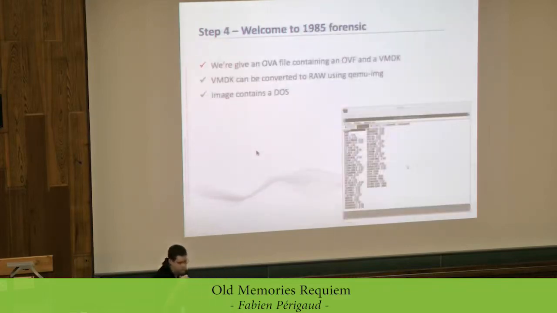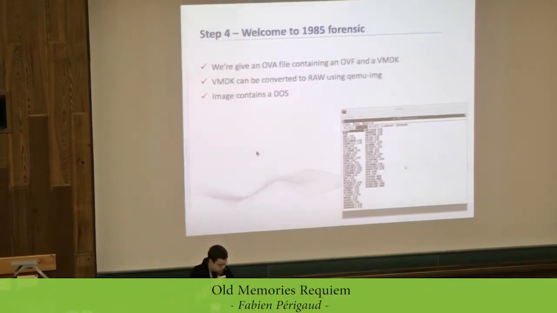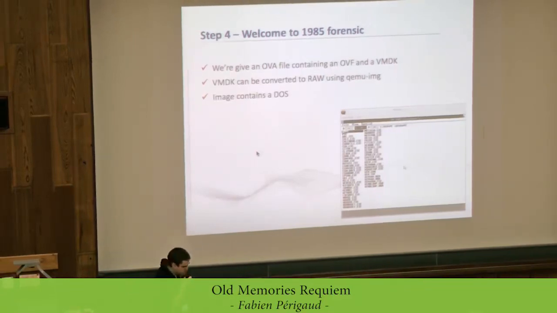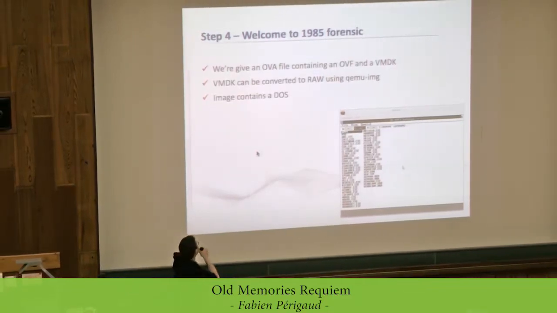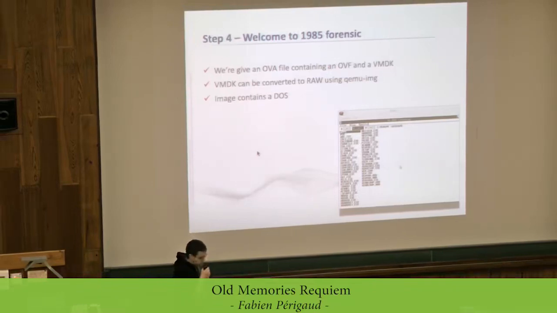Step 4 is a forensic step. So it's "Welcome to 1985" forensic. We're given an OVA file containing a VMDK. We can convert the VMDK to a raw file using qemu-img. And we find that this image contains a DOS. So it's DOS version 1. We can even boot it with QEMU.